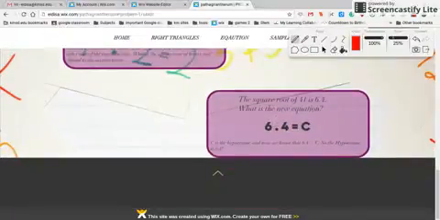The square root of 41 is 6.4. This is the new equation: 6.4 equals c. Now that is as far as we can simplify it. So c is the hypotenuse, and we know that 6.4 equals c. So the hypotenuse is 6.4.